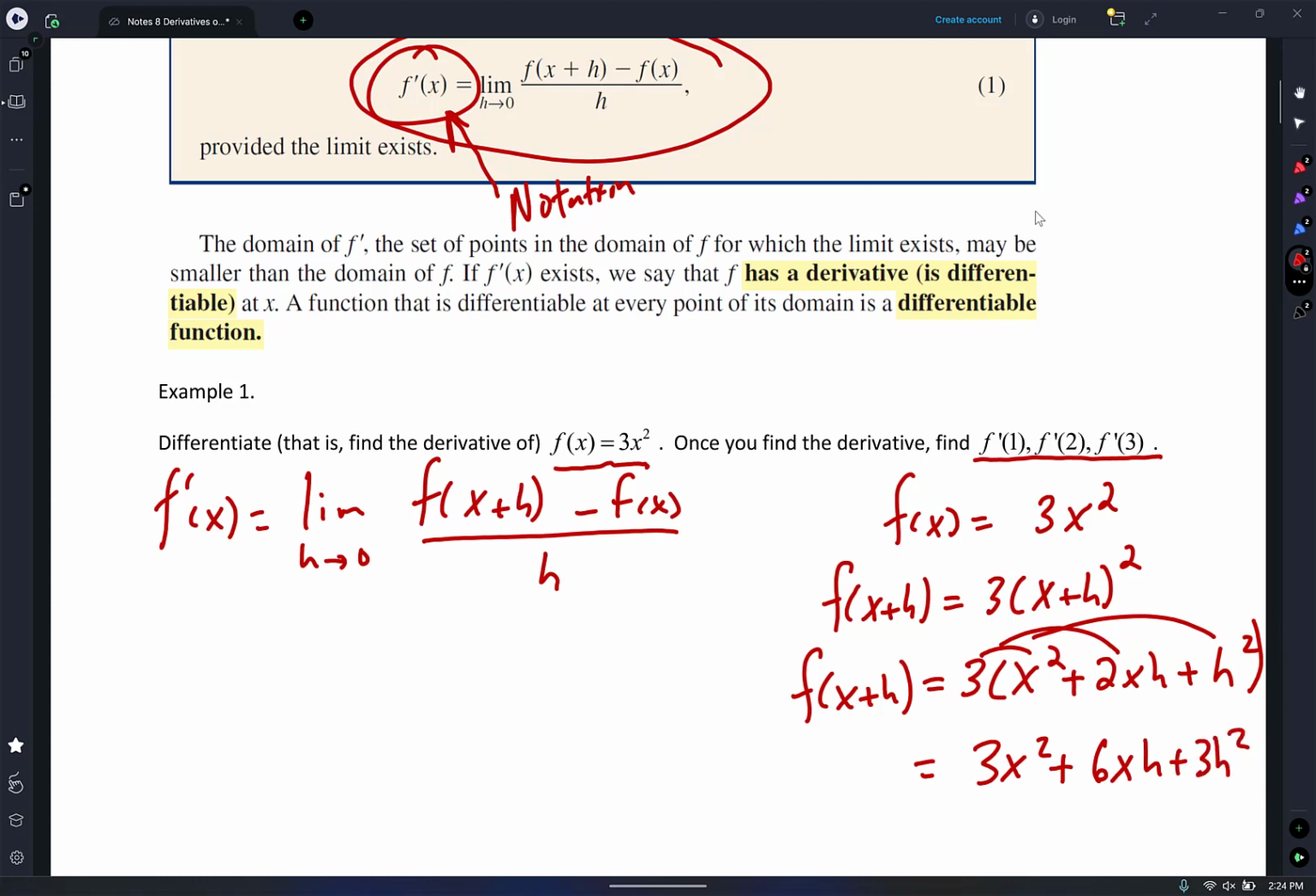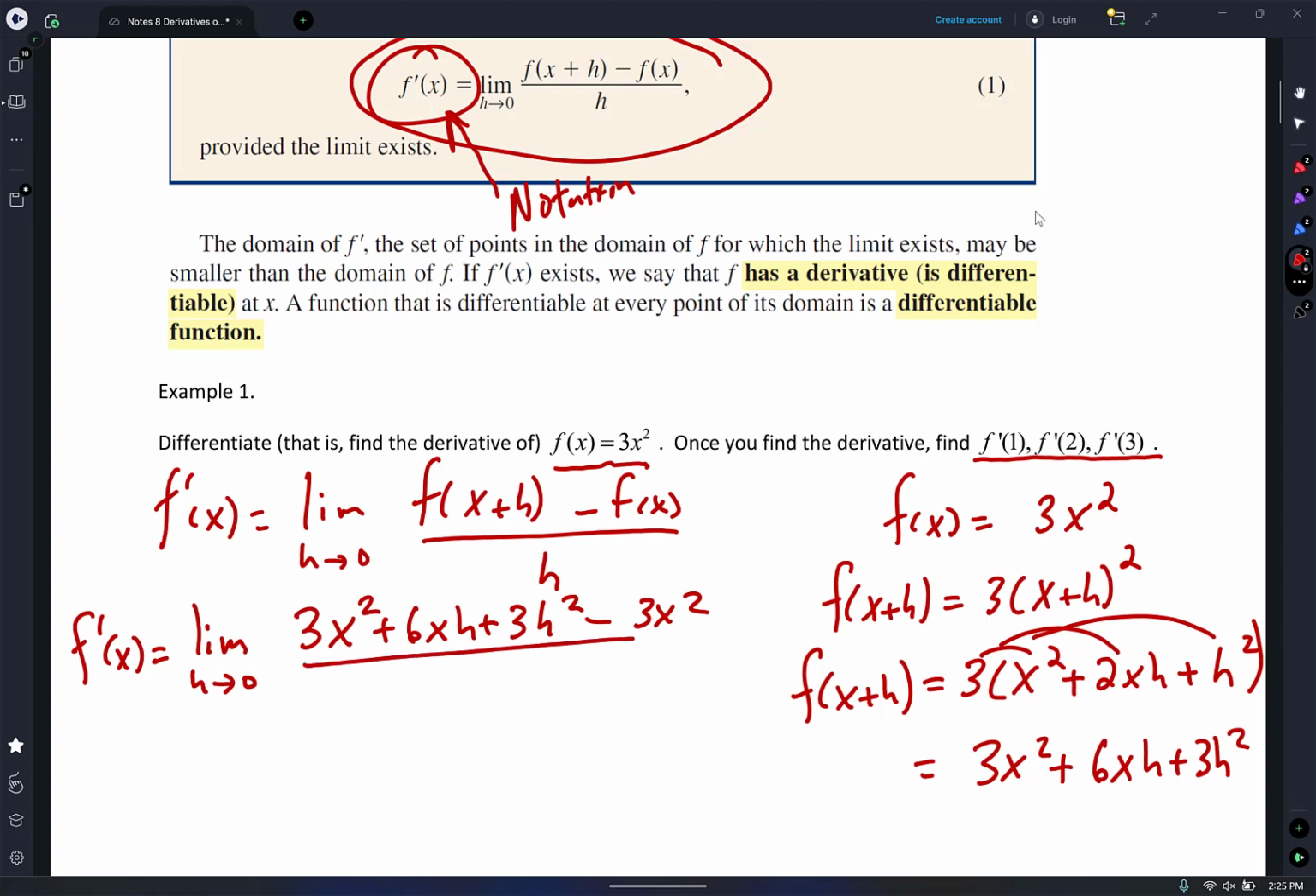Cool or not cool? So then I come back and I write f prime of x is equal to the limit as h approaches 0, and I write the expression of f of x plus h. So I'm going to go 3x squared plus 6xh plus 3h squared minus 3x squared. All this is over h. You are done with calculus. The rest is just algebra.